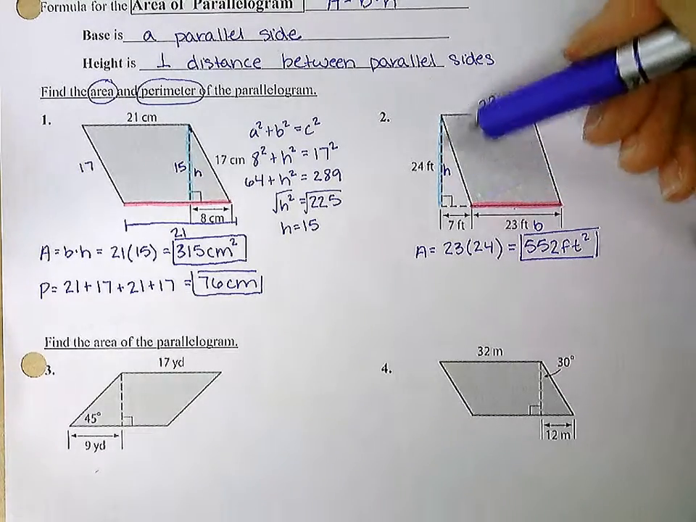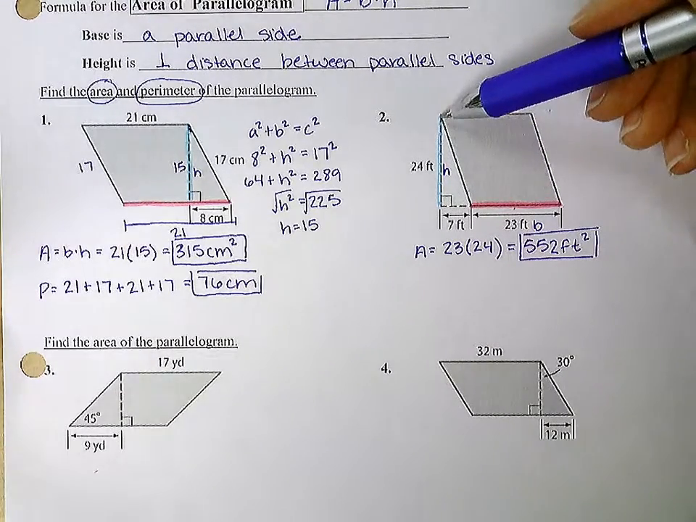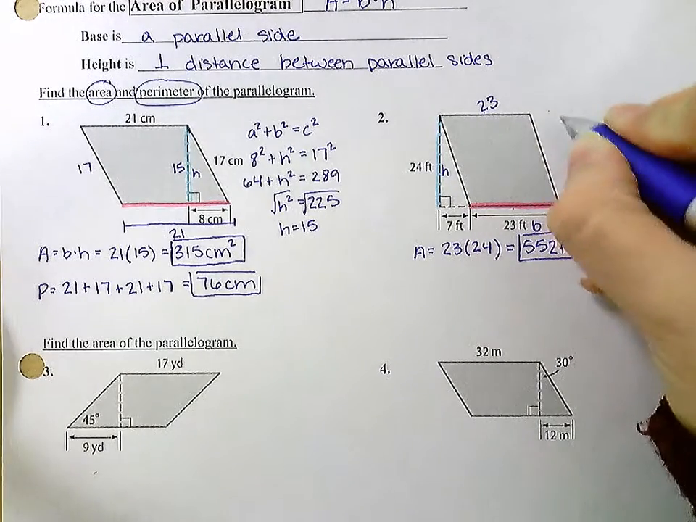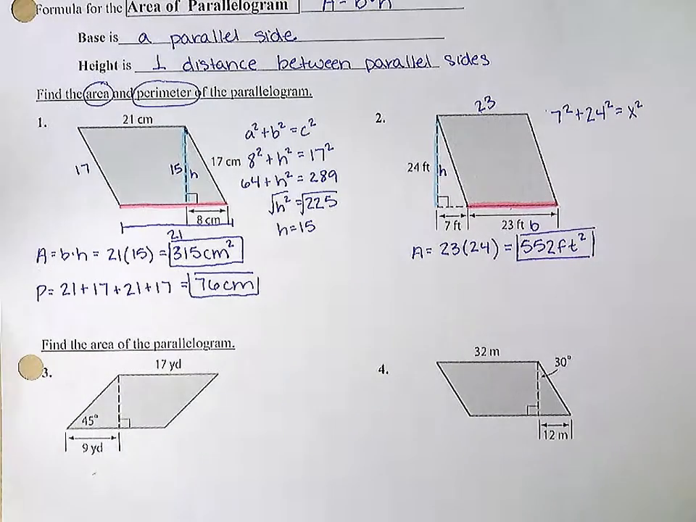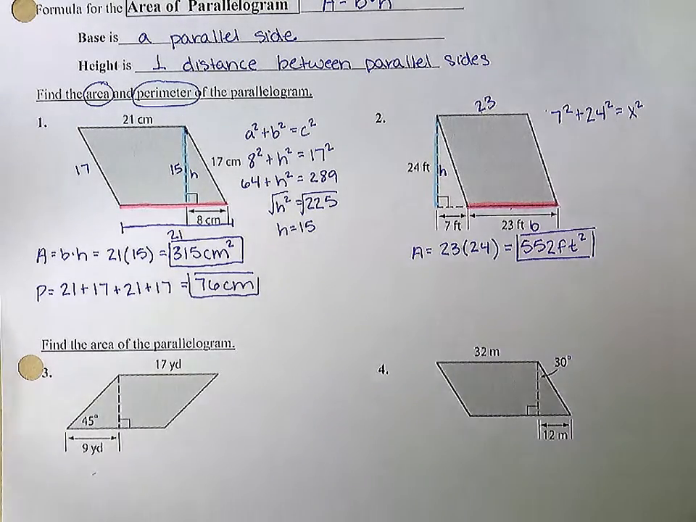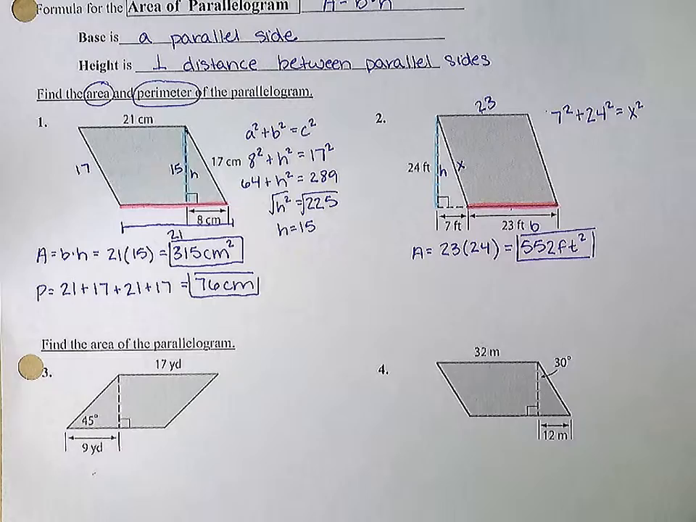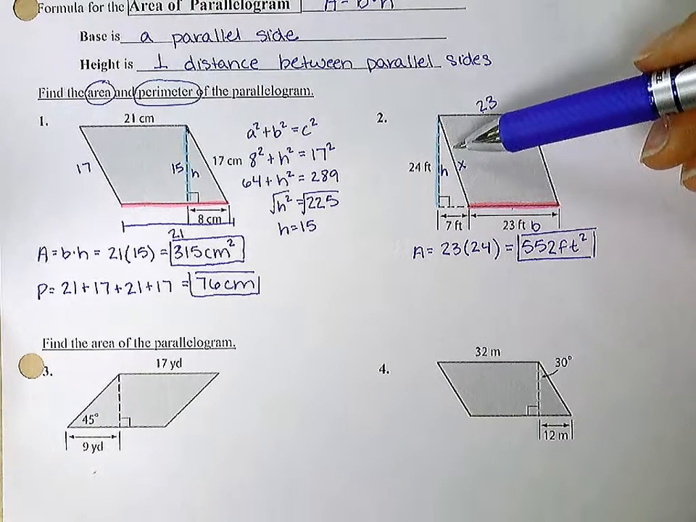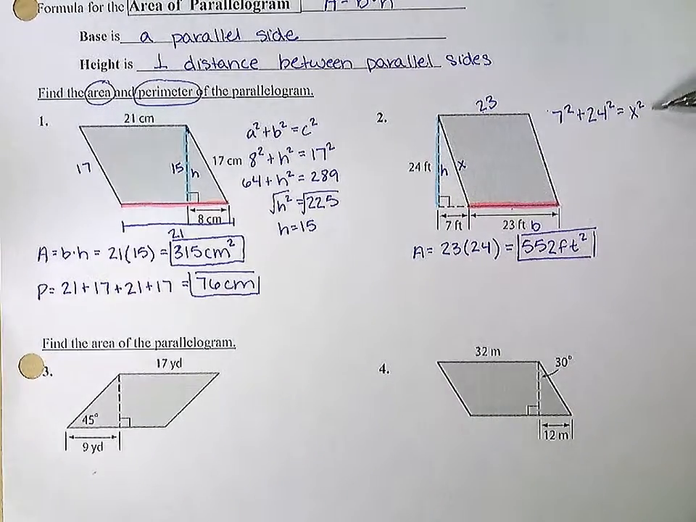To do that, you can use the Pythagorean theorem with this unshaded right triangle right here. So I can take 7 squared plus 24 squared is equal to that hypotenuse squared. That's where that 7 comes into play. So you can find that other length of that parallelogram. This is the length I'm finding, so I'm finding this length right here. That's why I labeled it x.